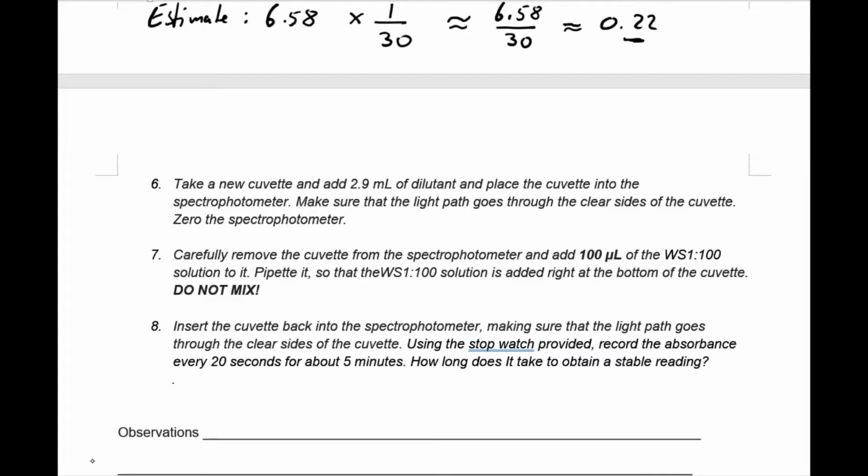Here I ask you to do a little experiment where you just simply have your cuvette with the 2900 microliter in it, and you add the 100 microliter working solution to the bottom of this cuvette, and then observe what is happening. And I asked you not to mix. So what you should actually see is that the readings jump all over the place.